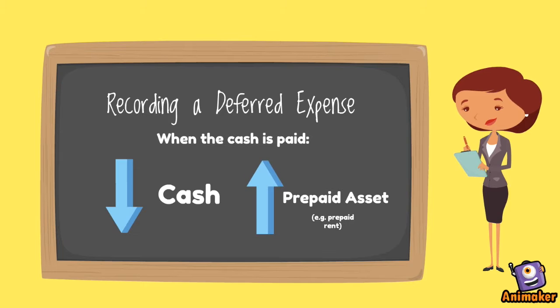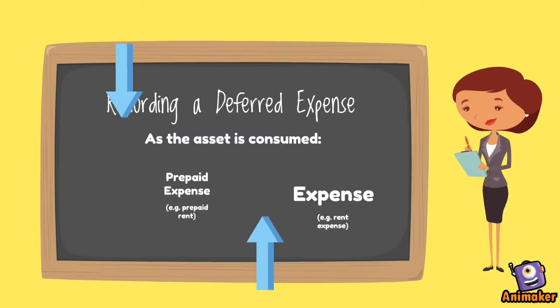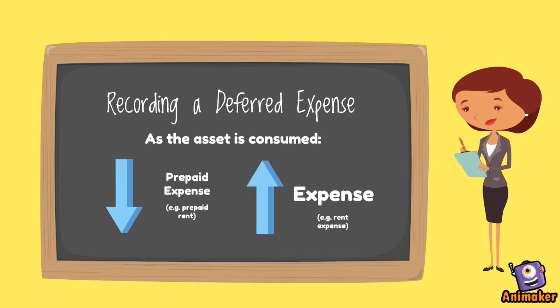When the company pays cash, cash decreases and the prepaid asset increases. As the asset is consumed, the prepaid expense is adjusted down and the expense account is adjusted up.